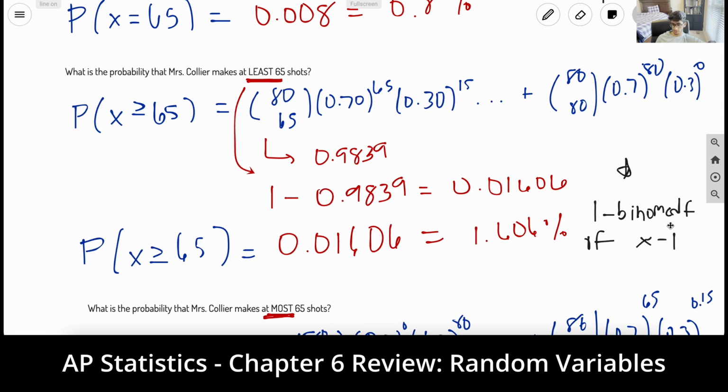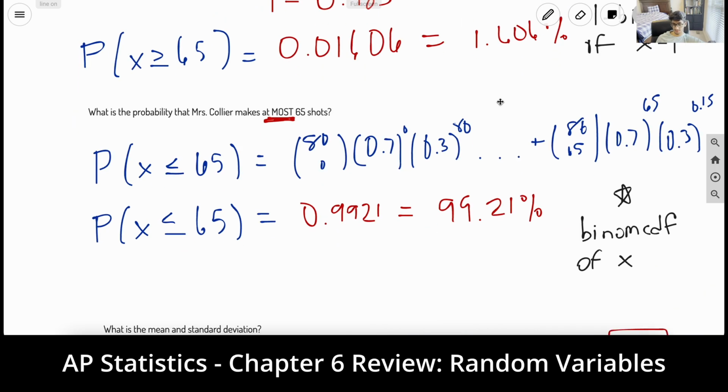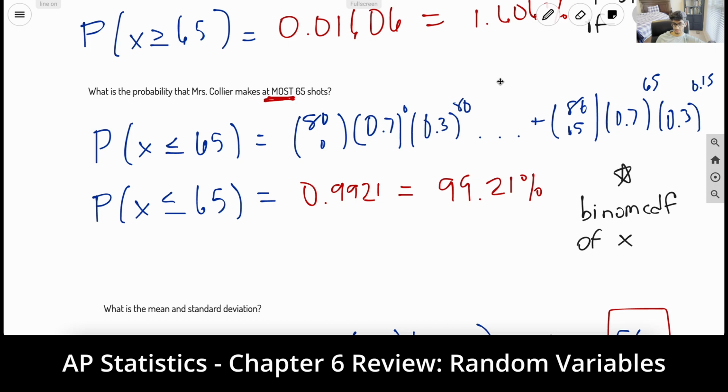Once I put this in the calculator, I got 0.9839. I have to subtract that from 1 since it says at least, and you get this number, which is your answer. But if it's at most, it's basically the same thing, but easier. You still go to Binomial CDF, but you just put in x. You don't have to do x minus 1, so you put in 65, and you don't have to subtract from 1. So basically, put everything in your calculator, and you're good to go.